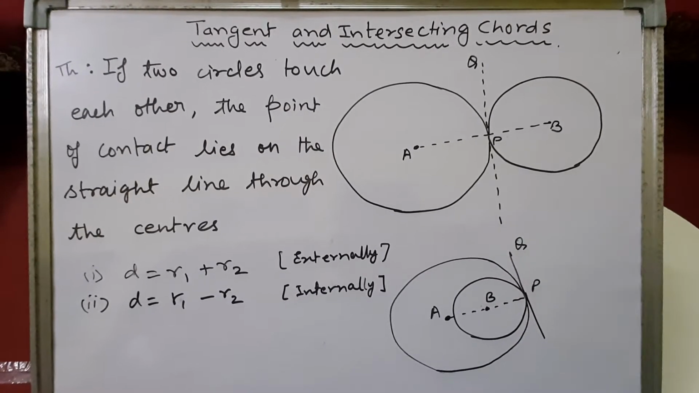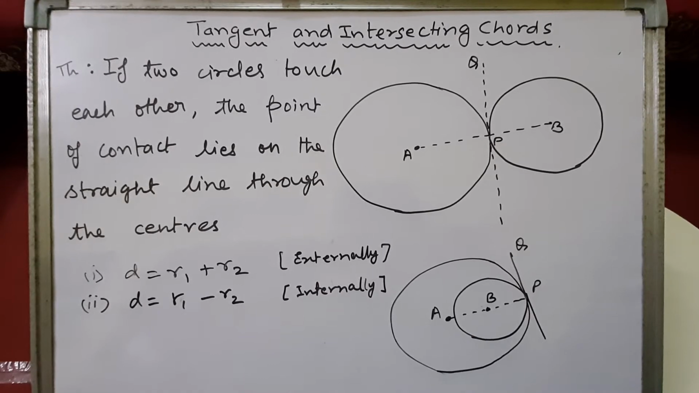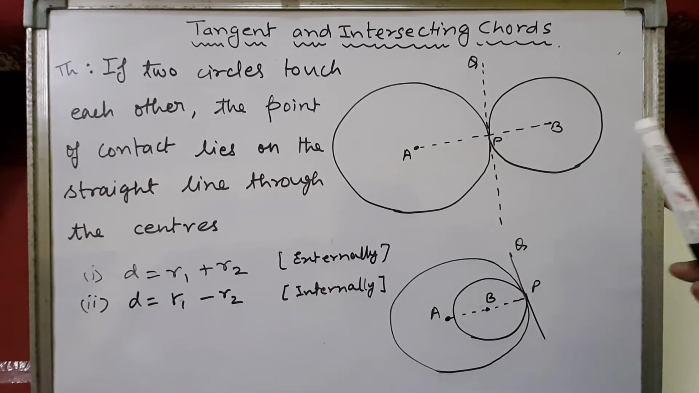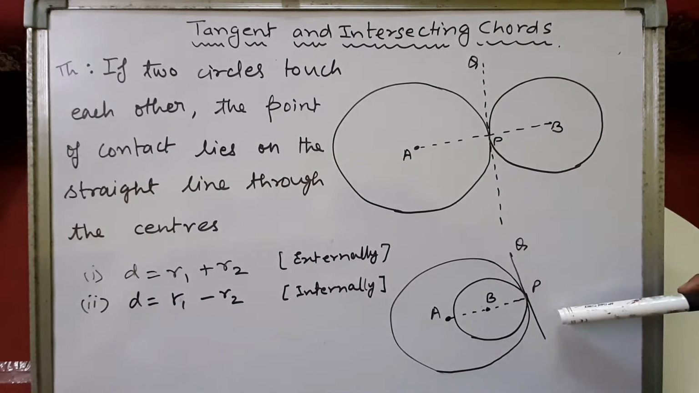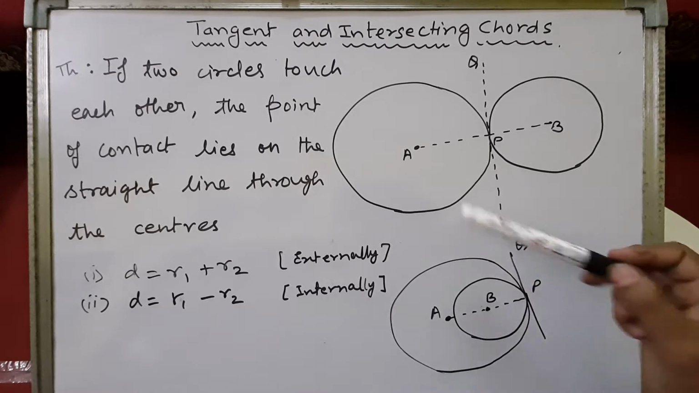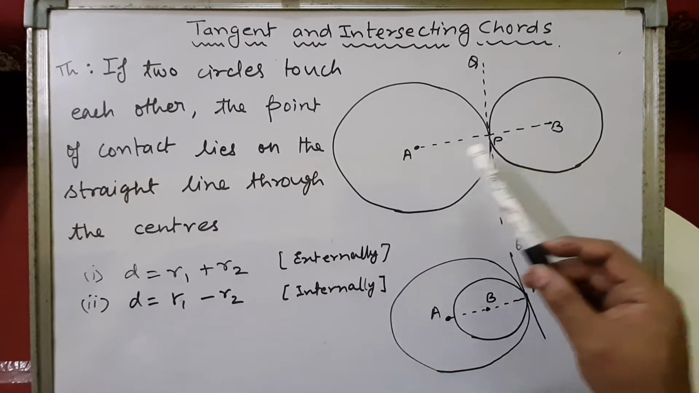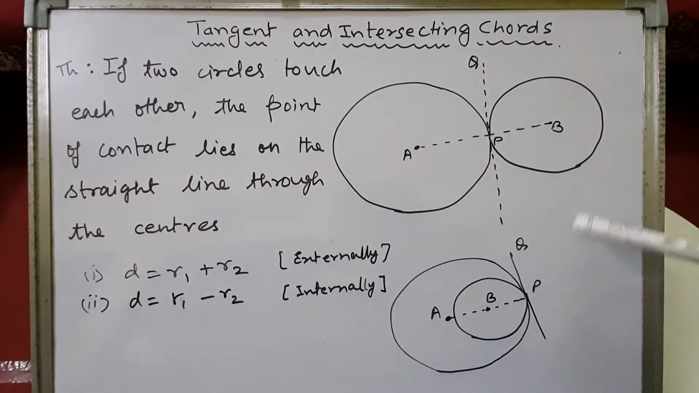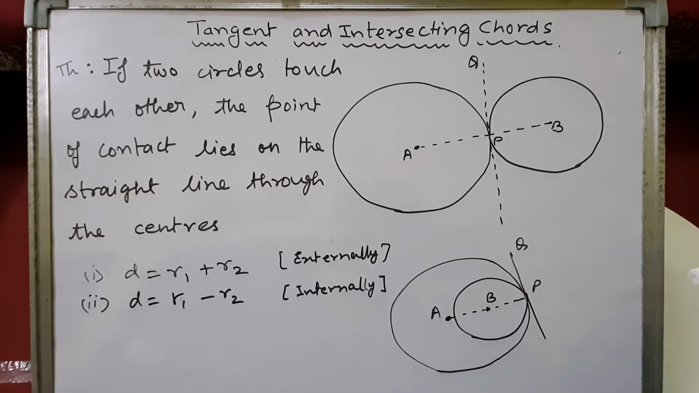Let's see another theorem, children. Now in this theorem it is given that if two circles touch each other, the point of contact lies on the straight line through the centers. That means the circles might touch externally or internally. They are saying that if we join the line of centers, the line joining the centers, if we produce it, will always pass through the point of contact.